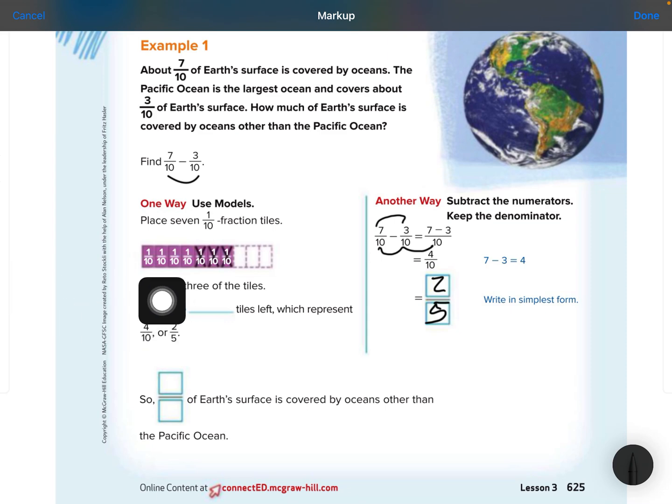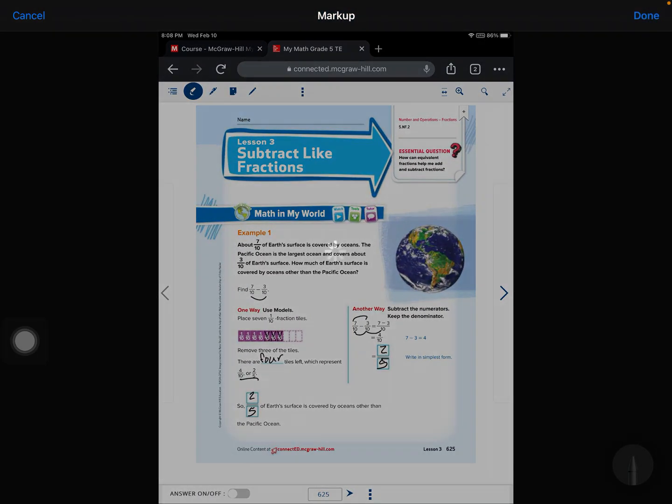I'm going to come over here to the model. We have placed 7 tiles that say 1/10. So 1, 2, 3, 4, 5, 6, 7. Then cross out 3 of them. So now you can see that there are 4 tiles left, which represents 4/10, which can be simplified to 2/5. So 2/5 is the answer we're looking for.